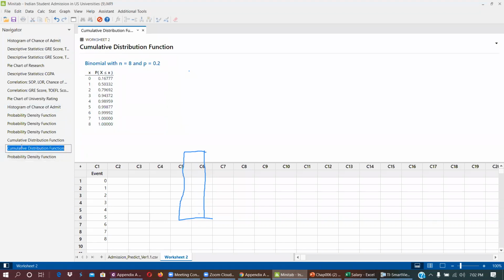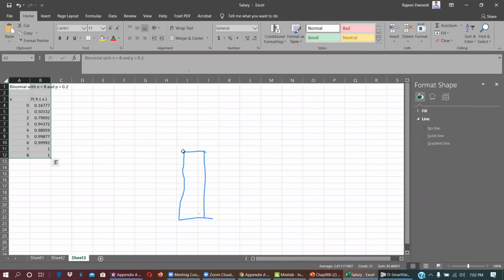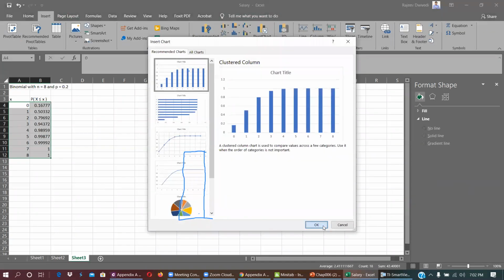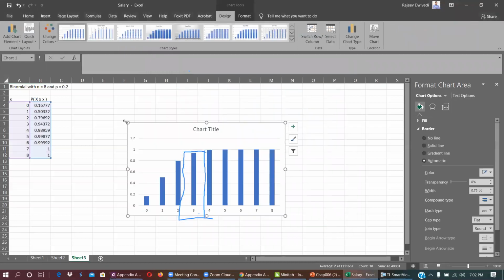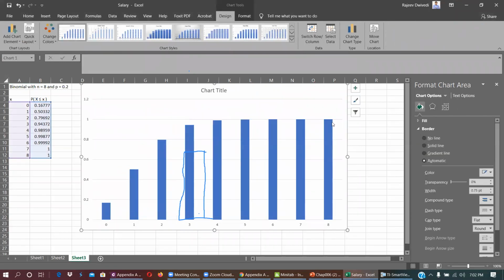Where this is CDF, I did copy, and I go on Excel. I put this right here. I select this and insert, and you can see, this is my CDF function. Can you see? It is starting from the first value and then it keeps going up to 100. So this is the CDF function. If you want to draw, this is how you can draw.